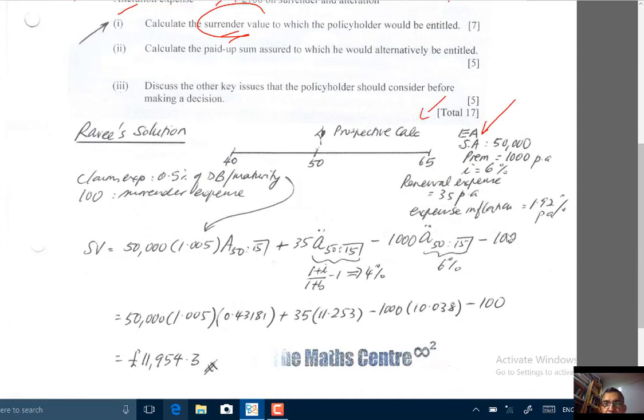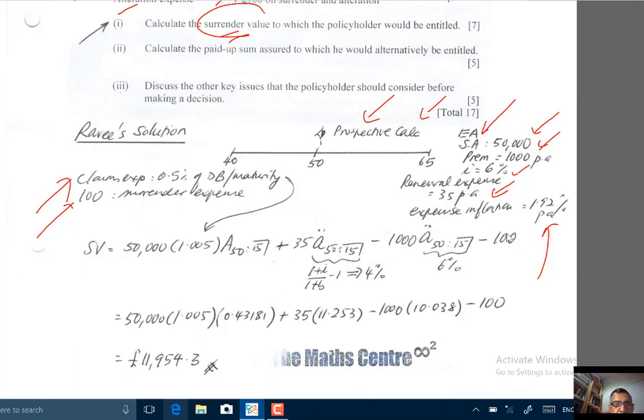And then we are looking at a prospective calculation. The sum assured is £50,000. The premium is £1,000 per annum. Interest rate 6%. Renewal expense 35 per annum, and expense inflation. All the important facts are here. There's also some information here which I've copied from the top. Okay, so the surrender value.